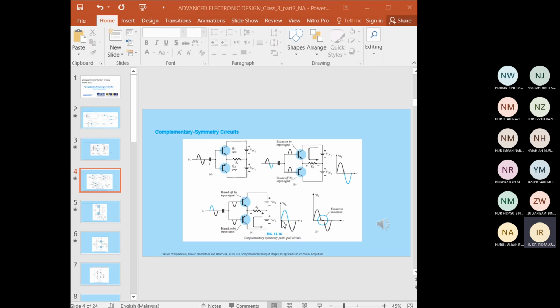So when both the positive and negative cycles combine, it will cause distortion known as crossover distortion. That is the disadvantage of the circuit, which is that it can result in crossover distortion. For example, when you talk to your friend through your phone, sometimes there is a little gap where your voice is not heard by your friend. That is a kind of crossover distortion.